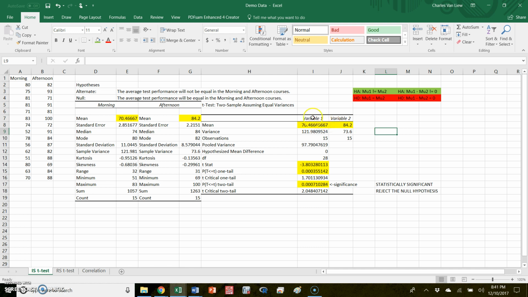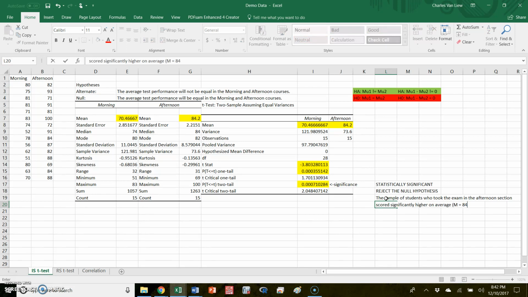Now, coming back to how do we interpret this? Well, you've got to remember which group, what you're comparing. You're comparing students' exam scores in the morning and afternoon. And what we see here is that the afternoon has a higher exam average than the morning. So that's the interpretation of our finding. We would say the sample of students who took the exam in the afternoon section scored significantly higher on average, and their mean here is 84.2, and their standard deviation is 8.58.